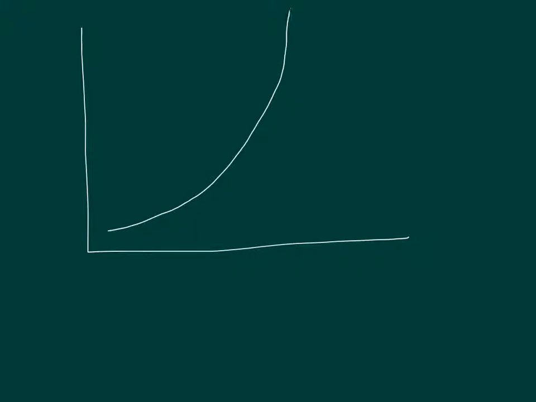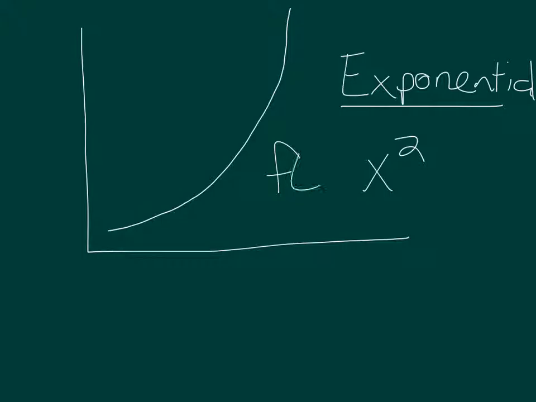Let's look at some sort of function that looks like this. Okay, so this would be an exponential function. We talked about these when we did exponents. Exponential, run out of room. Have to do with exponents. So this would be something like x squared, f of x equals x squared.